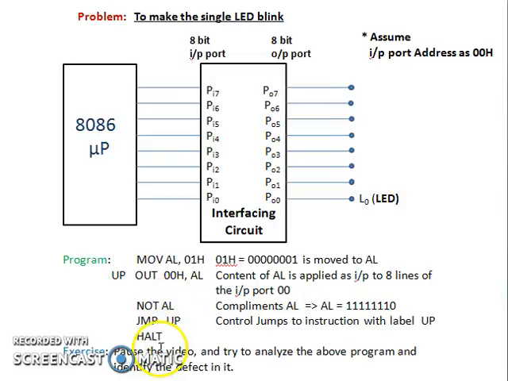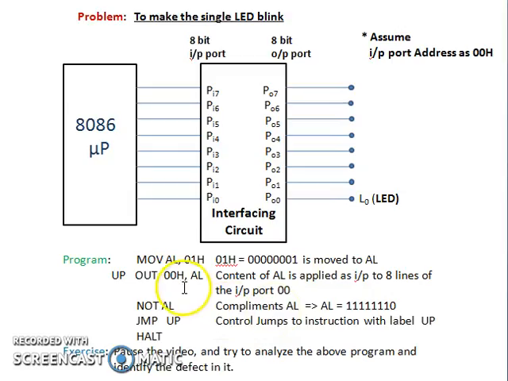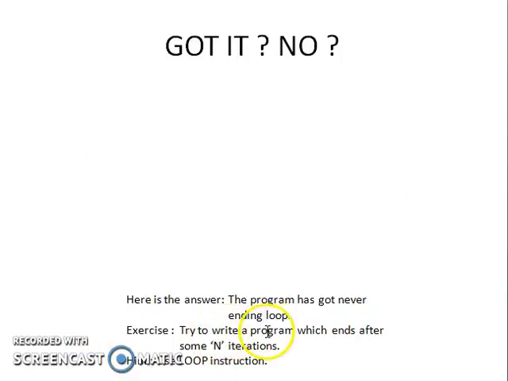Now pause the video and try to analyze the above program and identify the defect in it. Try it, else you can find the answer in the next slide. The program has a never-ending loop. So the program will be looping in between these instructions and it will never come to a halt. So at this stage you can try to write a program which ends after some n iterations. I am giving you a hint: you can use the LOOP instruction.